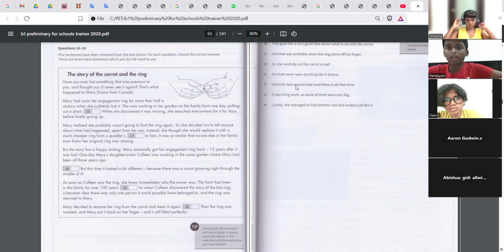It became clear there was only one person it could possibly have belonged to, and the ring was returned to Mary. Mary decided to remove her ring from the carrot and wear it again. Then the ring was washed and Mary put it back on her finger, and it still fitted perfectly.